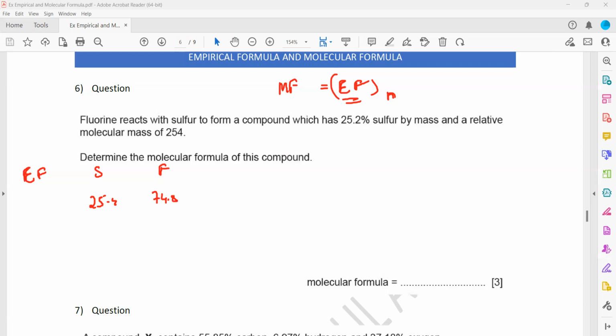Now step 1, divide by relative atomic mass. So sulfur is 32 and fluorine atomic mass is 19. So 25.2 divided by 32 will become 0.78 and this will be 3.93. Then we divide by the smallest value in the combination.